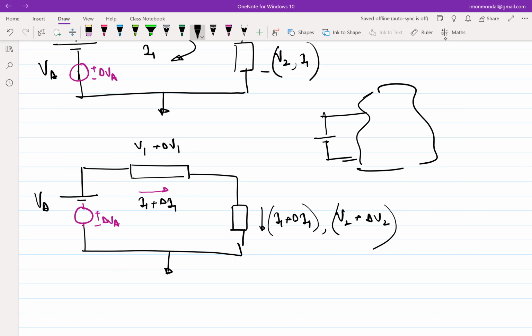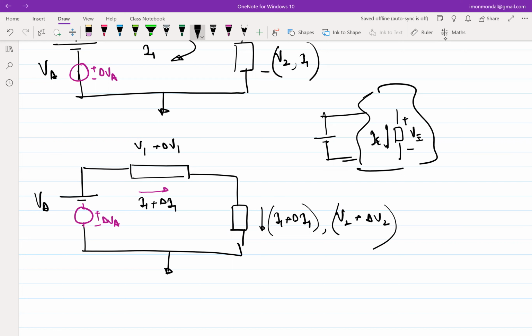It need not be RLC. It can be any nonlinear element. You have some element, and you observed that under certain conditions, at steady state, the voltage across this is VE, and the current through this is IE.